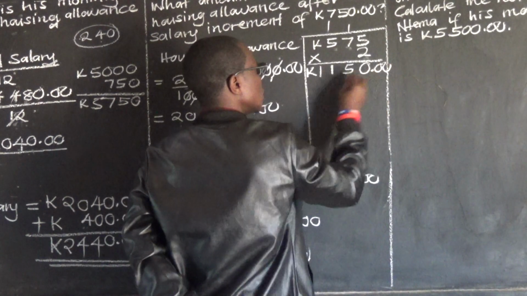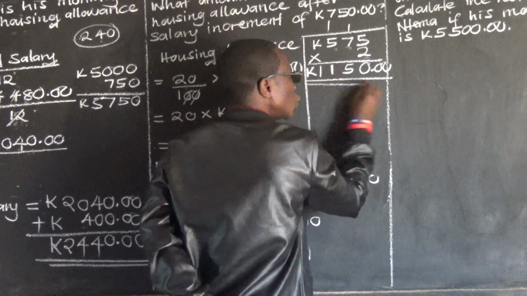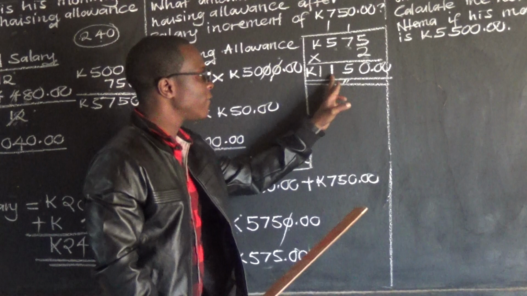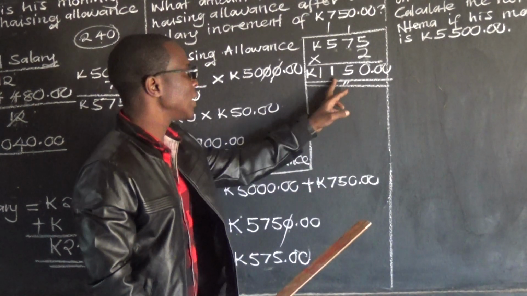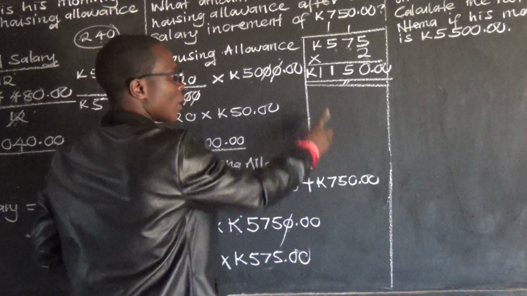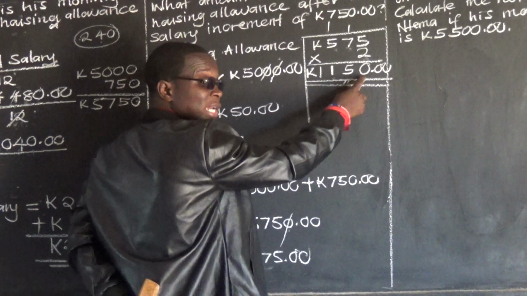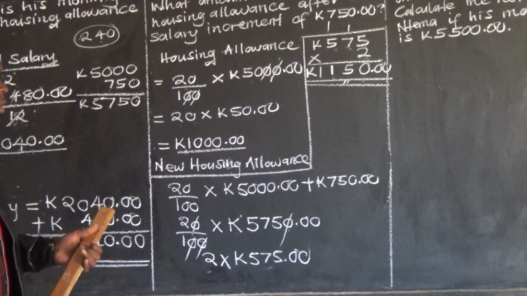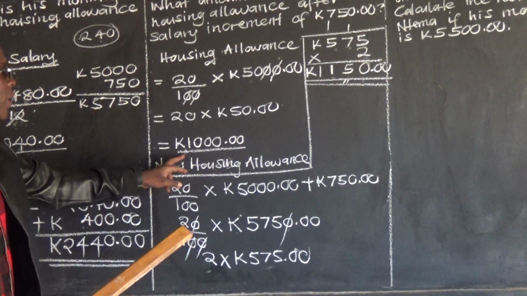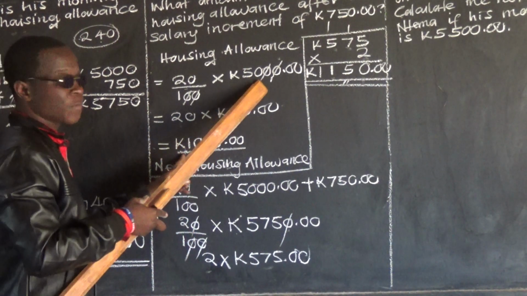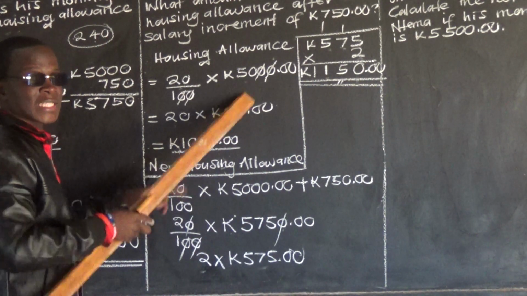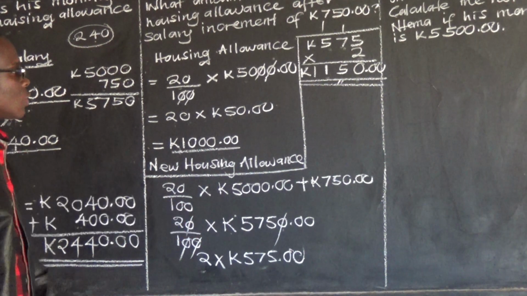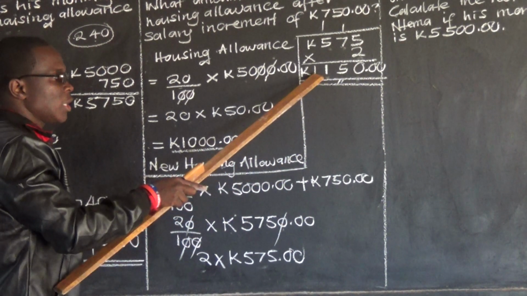Yes. Okay? So now the new housing allowance is going to be what? It's going to be 1,150 per time. Okay? But at first, what was his housing allowance? It was 1,000. But after he started the increment, even the housing allowance is going to increase. So he was now given what?